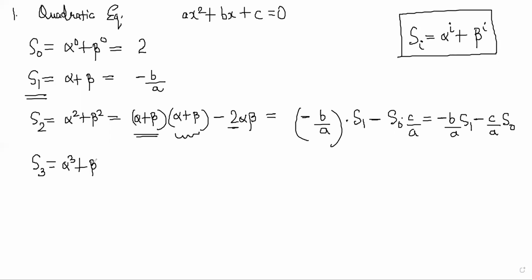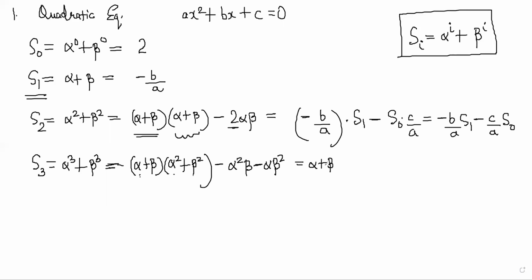So alpha cube plus beta cube, right? So now can we write this in terms of alpha square plus beta square? Yes, we can. So let's do alpha plus beta into alpha square plus beta square. And notice what you have to do. You have got alpha cube and beta cube here, but you have got extra terms like alpha square beta. So we have to subtract that. And you have also got a term alpha beta square, right? So that is basically alpha plus beta into what is alpha square plus beta square? That is clearly S2 minus alpha beta common. And this is alpha plus beta.